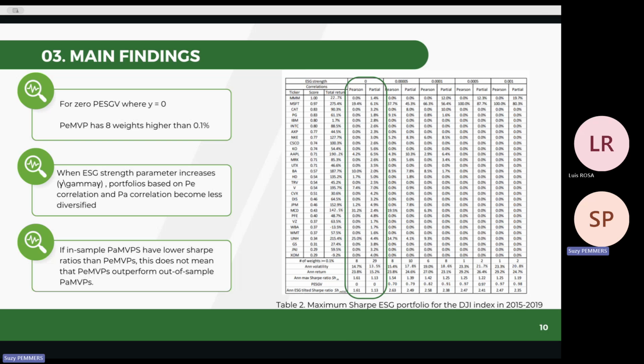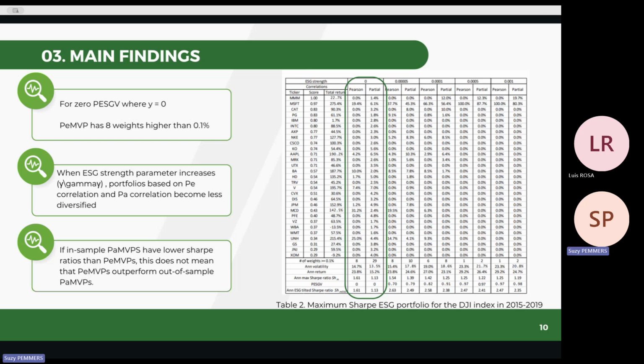The effect of increasing PESGV is that as the ESG strength parameter gamma increases, both Pearson and partial correlations-based portfolios become less diversified. At the same time, the maximum Sharpe ratio decreases, and we can say that this happened because the correlation between the Dow Jones Index constituents' total returns and their average ESG score is very low, at 0.17.